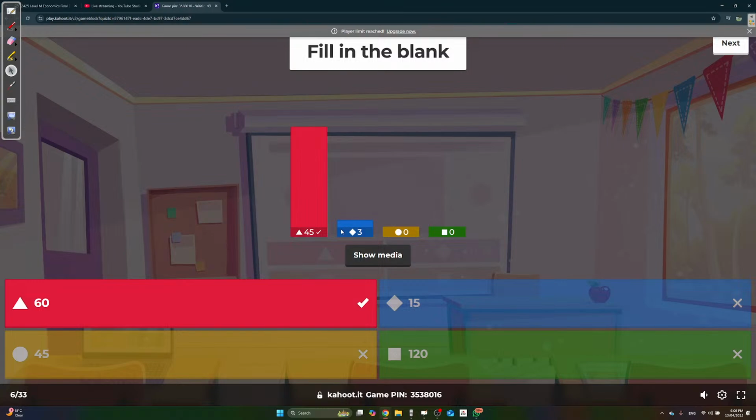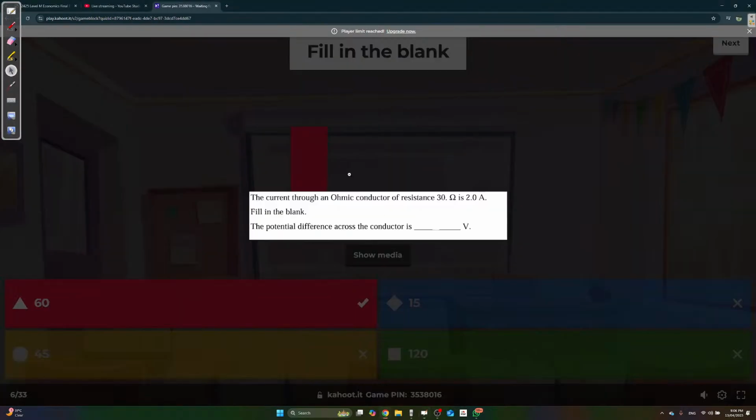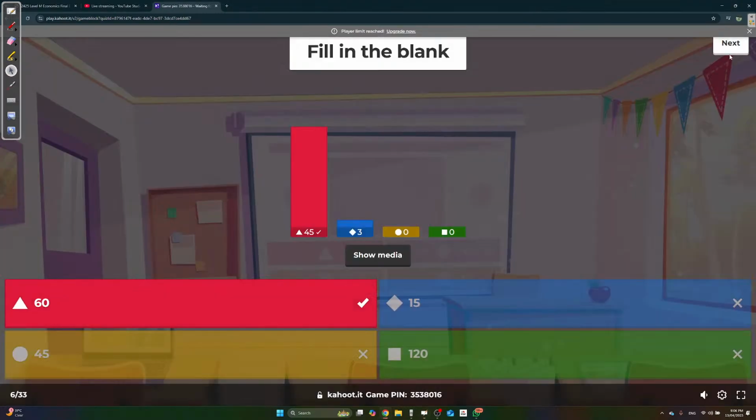Okay, 60. If you got this wrong, wallah, you might fail tomorrow. I'm so sorry. Wallah, I wish I could see who got this wrong. But if you have the resistance and you have the current, just do V is equal to IR, and then do 30 times 2. Okay? Which you get 60.